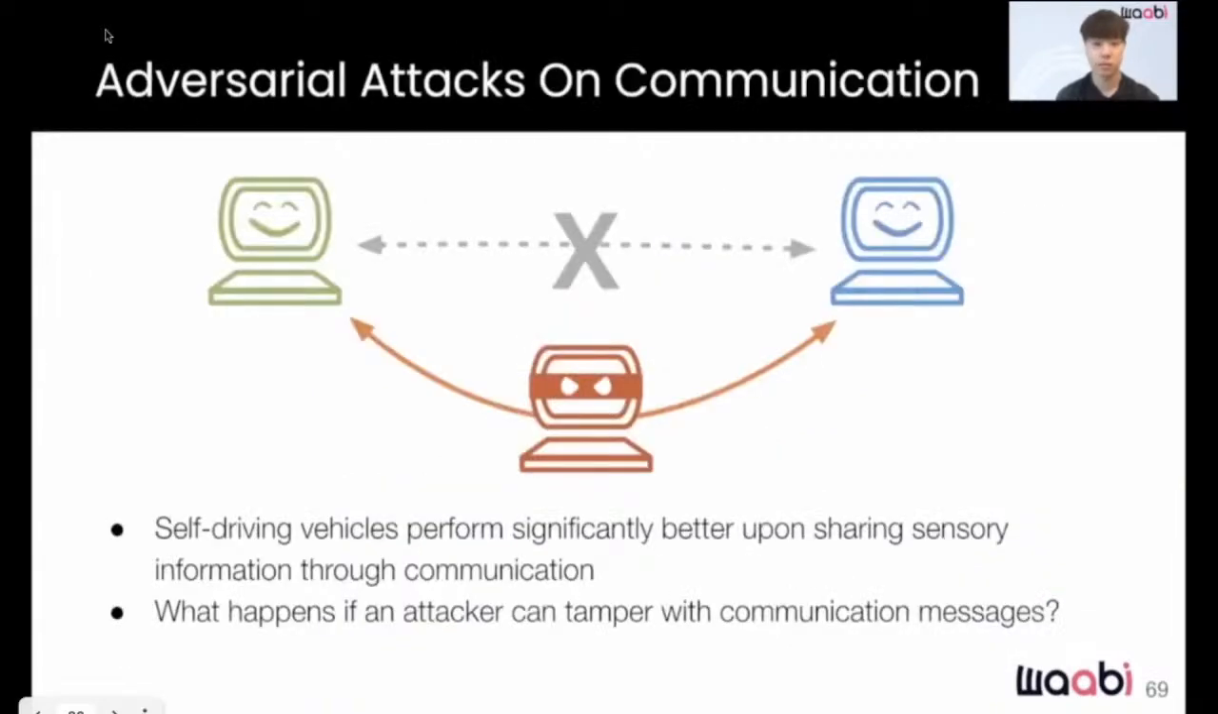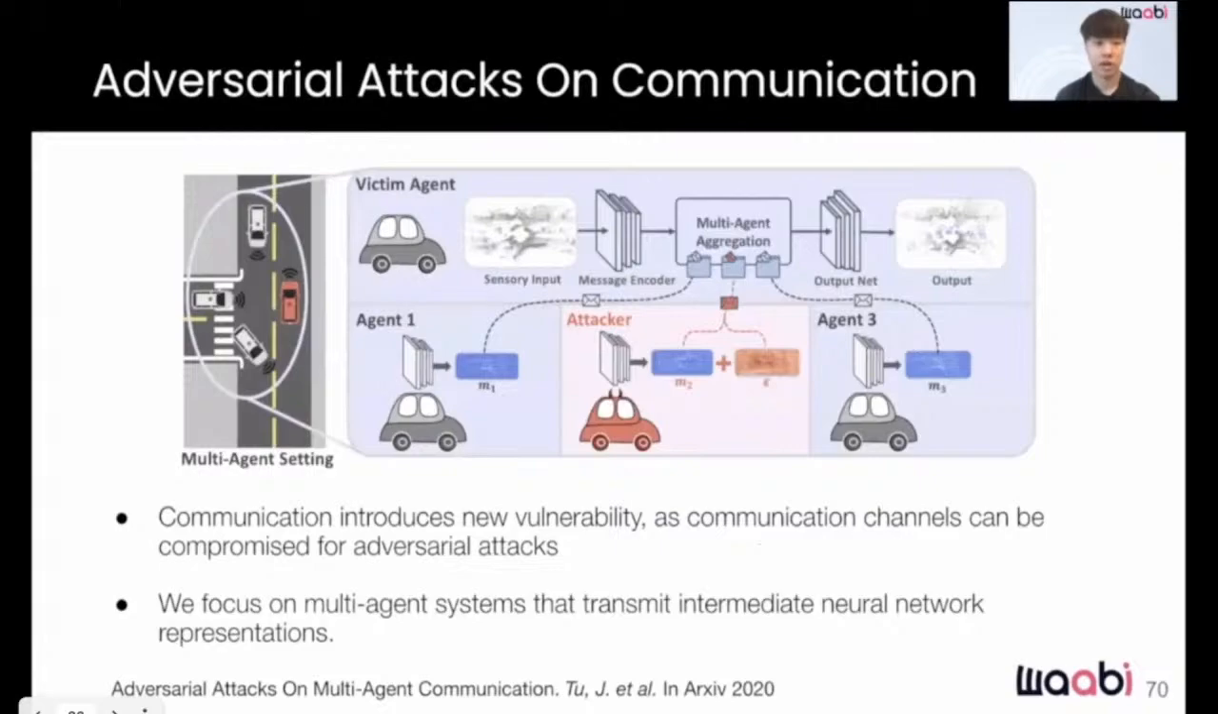As we've seen in the V2V section of this tutorial, V2V communication can boost perception performance drastically. However, what happens if an attacker can tamper with the messages? Then communication channels can be compromised to inject adversarial messages. While existing security protocols can provide adequate security for communication, additional levels of redundancy are always welcome, especially in safety-critical applications like self-driving. Therefore, we study adversarial attacks to improve robustness of communication systems at the neural network level.